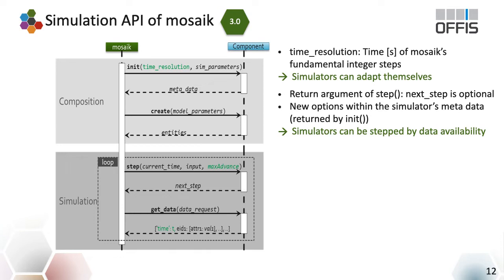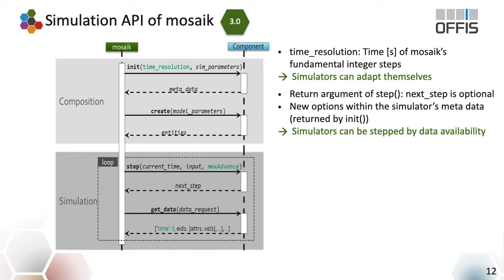And then when you start the simulation, if you execute Mosaic run, the scheduler will step your simulators. And then all the data that is needed by other tools, by other simulators, or the data that needs to be pushed to a database is requested by Mosaic from the simulators. So you have the step and get data calls, and all of this is handled in a loop that represents the simulation time. And you might already know this from Mosaic 2.